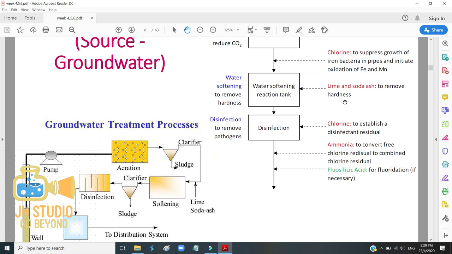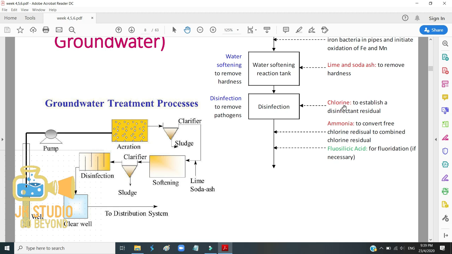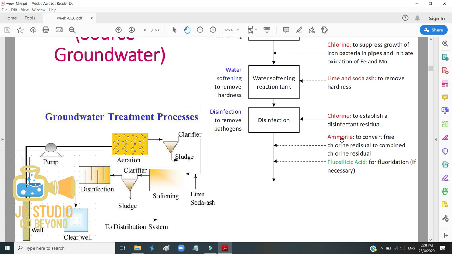And then, the same thing, we also use disinfection to remove pathogens using chlorine. And then we also use ammonia to convert the free chlorine residue to combined chlorine residue. Because as we know, ammonia is an alkaline and chlorine is an acid, so they can mix together to neutralize each other. And then fluorosilicic acid for fluoridation, also for preventing tooth decay.